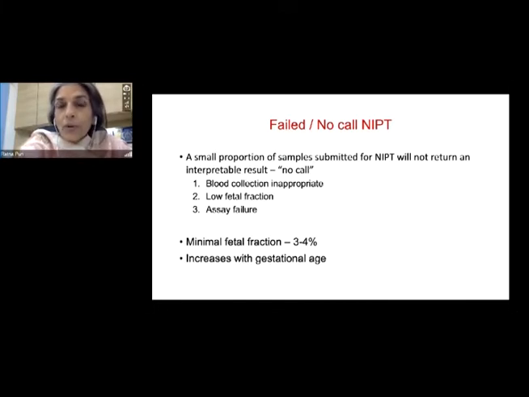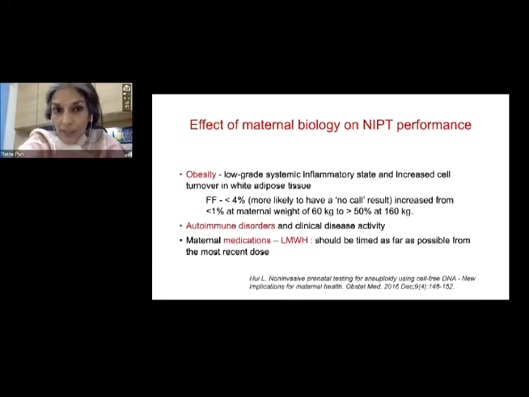We know that when we see NIPT reports, we need to first glance at the fetal fraction. And if the report is at a fetal fraction of less than 3 to 4%, please do not accept it. We also know that the fetal fraction increases with gestational age, so you should not do an NIPT too early. Now, there are certain maternal biology pointers that impact the NIPT performance.